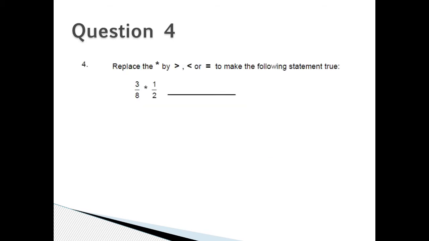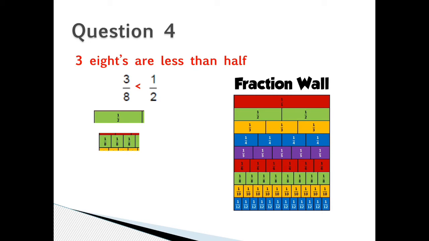Replace the asterisk by a greater than sign or less than sign or an equal to sign to make the following statement true. 3 over 8 asterisk 1 over 2. 3 over 8 is less than half. We can see from the fraction wall how big a half is in comparison to 3 over 8.